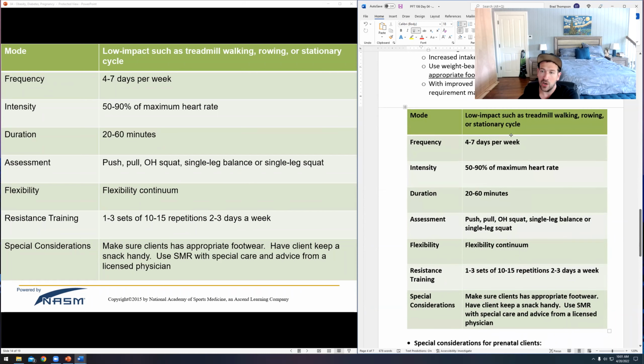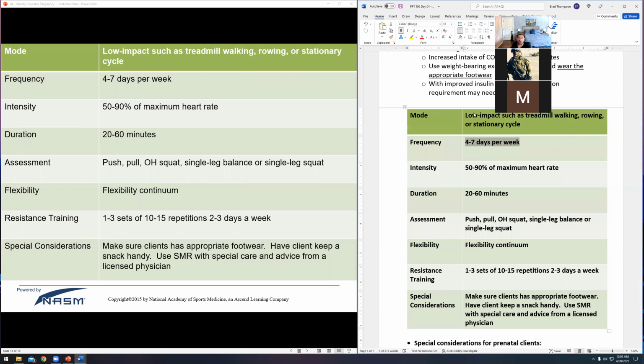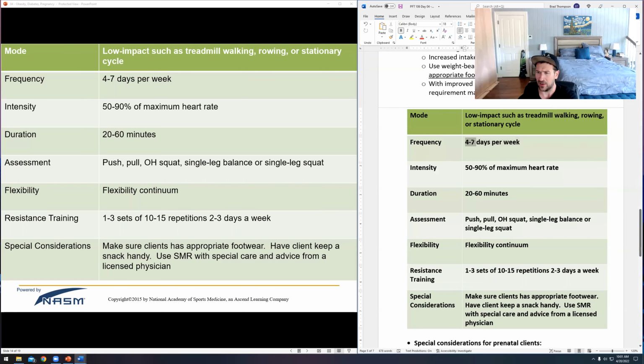So for mode, we're going to choose low impact stuff. Again, we're trying to avoid any blisters and stuff like that. Rowing, stationary cycling, those are really good examples. Frequency is 4 to 7 days per week here. It depends on how they're doing it. You're going to see 4 to 7 is a weird, wide range, but it's because look at the intensity here. Sometimes it might be as low as 50%, or we can take it even up to 90% heart rate max. Now, if you are going really high on the intensity, then your frequency is probably pretty low. But if your intensity is pretty low, well, then your frequency can be pretty high.